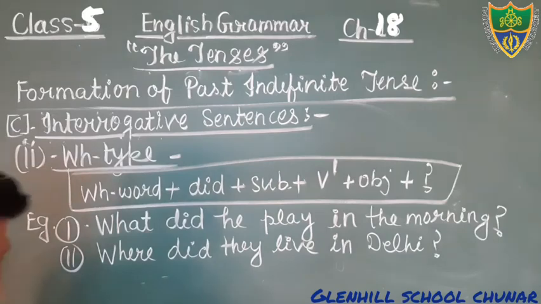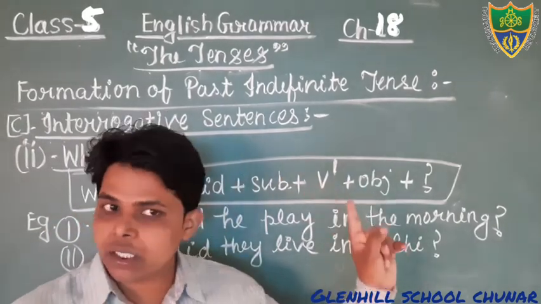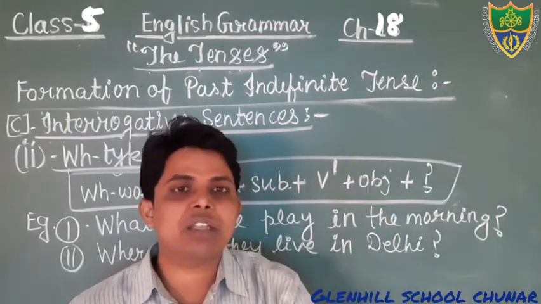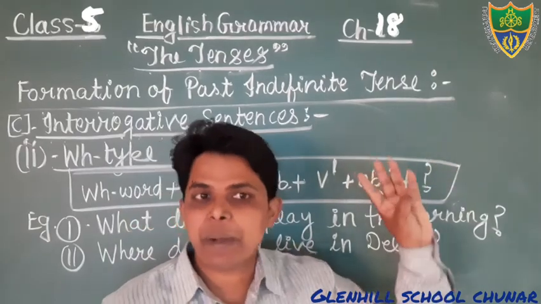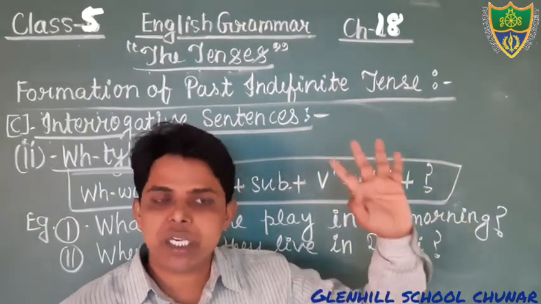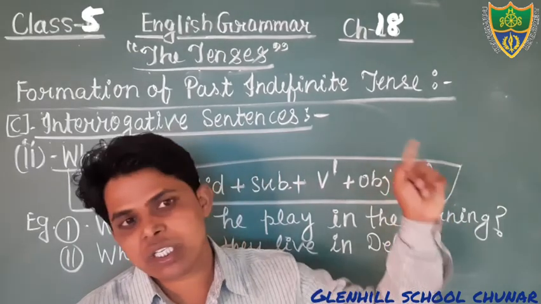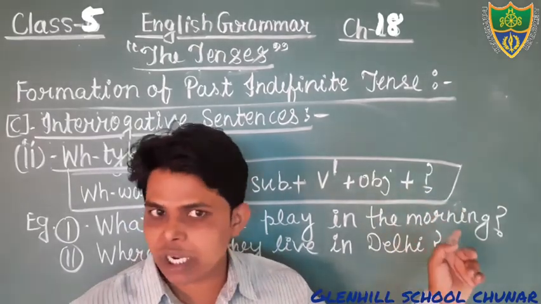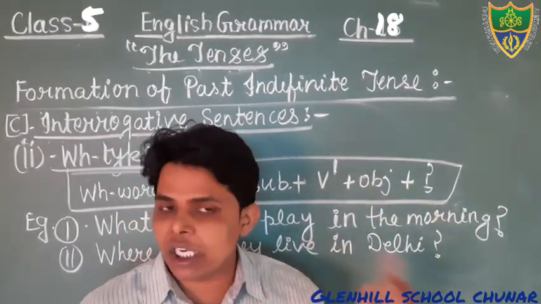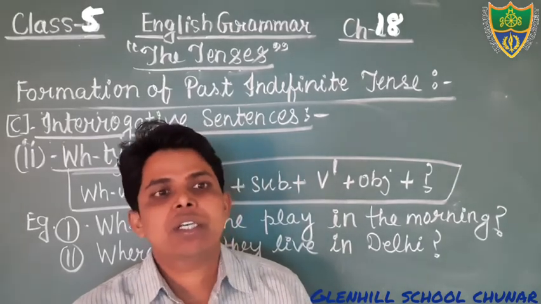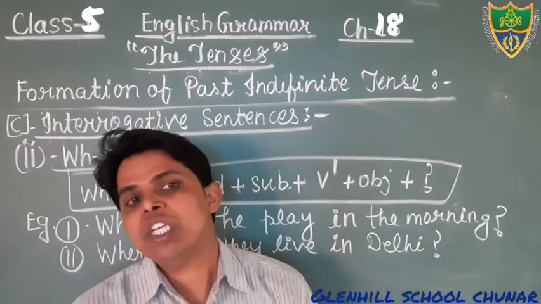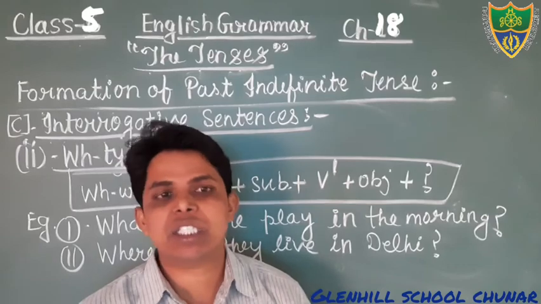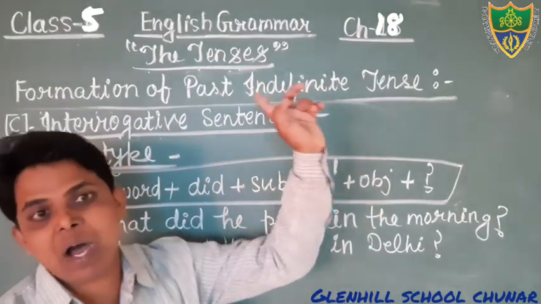Okay students, so just write down these two examples with the structure. So students, today we have read what is meant by past indefinite tense and the formation of past indefinite tense. There are three types of formation we have seen: affirmative sentences, negative sentences, and interrogative sentences. And in the interrogative sentence we have seen the yes/no type and the WH type. If you are getting any kind of problem in this tense, past indefinite tense, you may ask on WhatsApp. Your homework is to complete the exercises based on this tense.